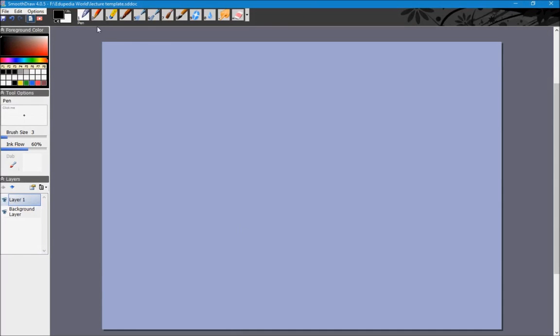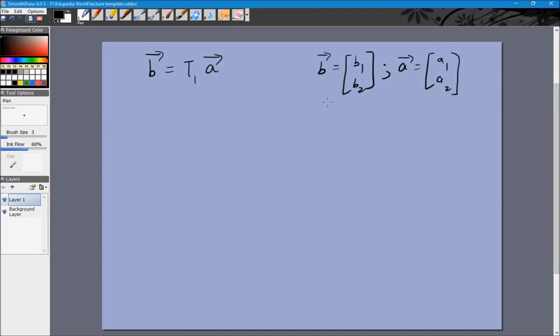Now let's look at another thing which we would want a matrix multiplication to look like. So now let's say you have two transformations. You have B, which is equal to T1 times A. You have B is equal to B1, B2. You have A is equal to A1, A2. And you have the transformation T1, which is given by, let's say, PQRS.